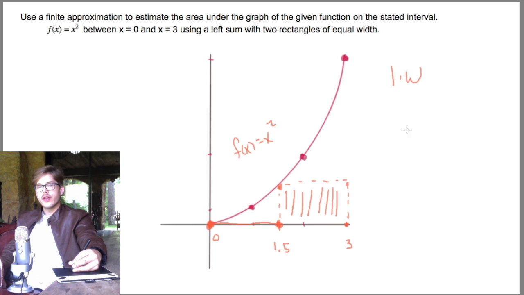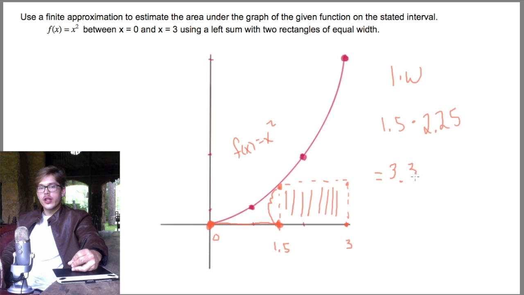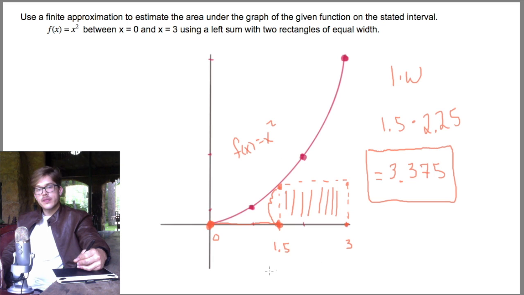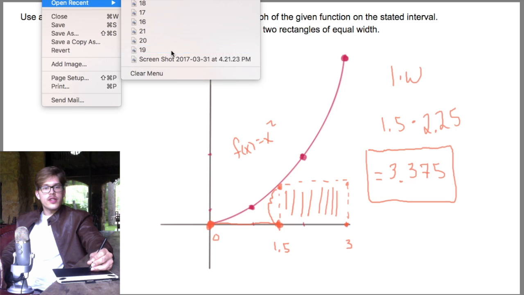So area of a rectangle is just what? Length times width. So it gives us a length of 1.5 times our height. So what is this height? Well, this height is an x squared function, so 1.5 squared is 2.25. So our height is 2.25, and 1.5 times 2.25, well, half of 2.25 is 1.125, and so that added to 2.25 gives us 3.375. So this is our area, and this is our answer for our left sum. Excellent. That problem was easier than the last couple problems. Let's go on to 19.